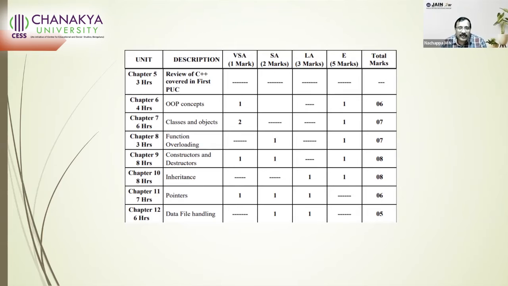Now if you look at this unit of programming, you will probably realize that it is a very big unit. You can just add up the marks: 6 plus 7 is 13, plus 7, 20, 28, 36, then 42, 47. So 47 marks come from this particular unit. Now, what do you understand by this?